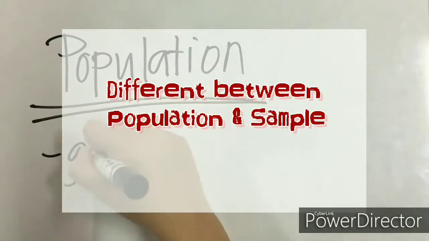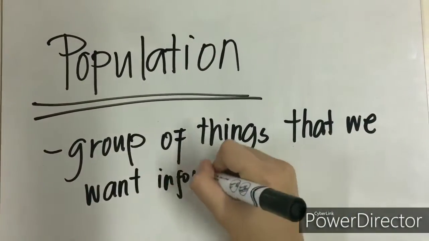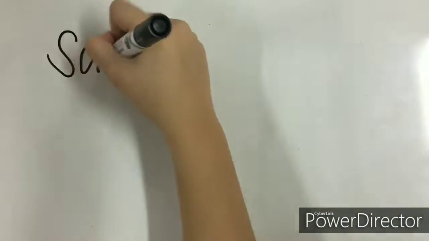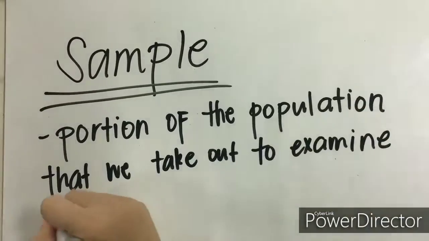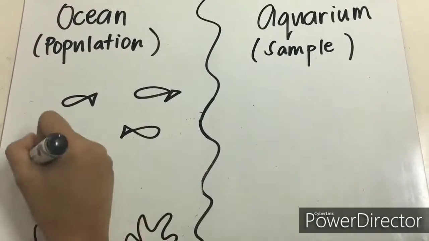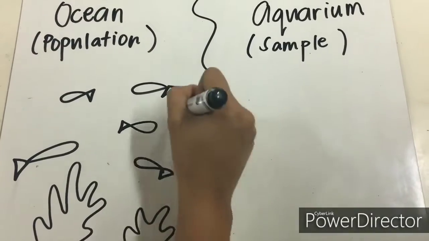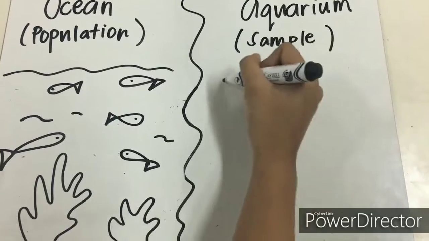First, let us define the difference between population and sample. A population is a group of things that we want information about, and a sample is a portion of the population that we take out to examine and draw conclusions from. Your sample is the group of individuals who participate in your study, and your population is a broader group of people to whom your results will apply.